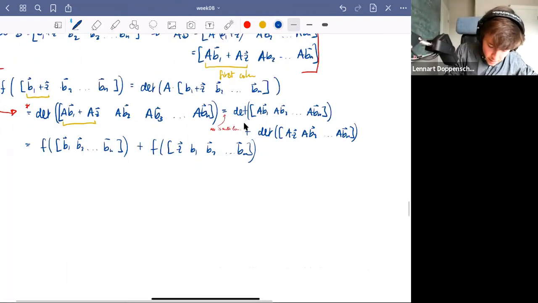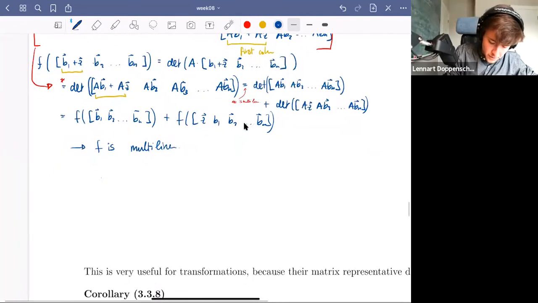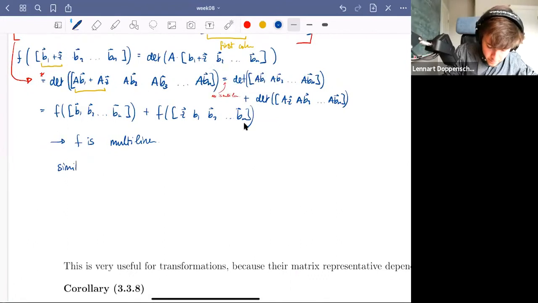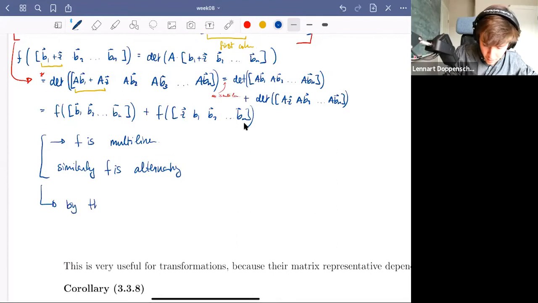So this means that F is multilinear. Similarly, F is alternating. But then these two things imply, by theorem 4.2.8, that F of B is equal to the determinant of B times F of I.